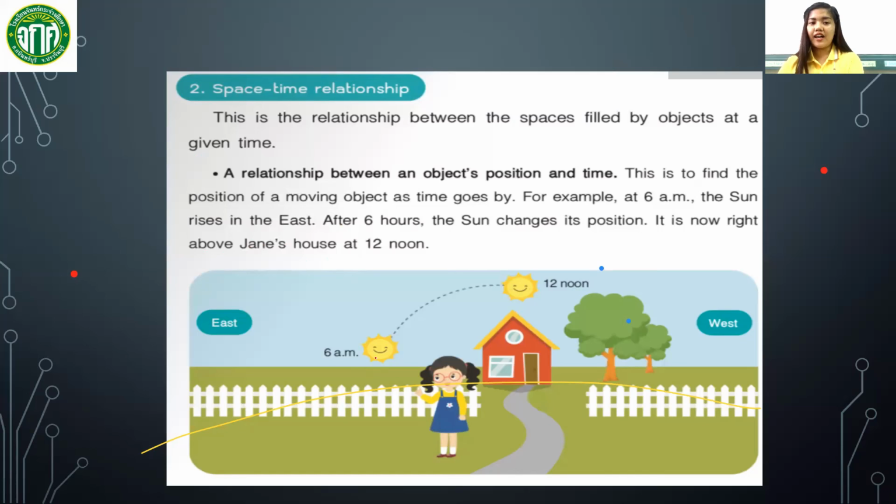So the sun is moving from the east to the west, right? So at 6 a.m., the sun is in the east. Now, after 6 hours, it is already above the house of Jane. So that is already at 12 noon. So that is how we use the space-time relationship. All right, let's move on to the next.